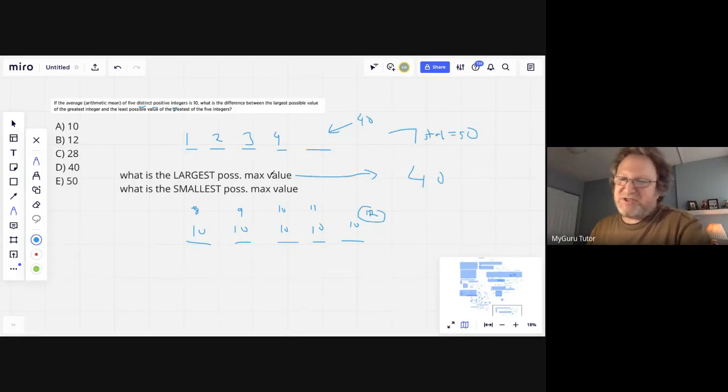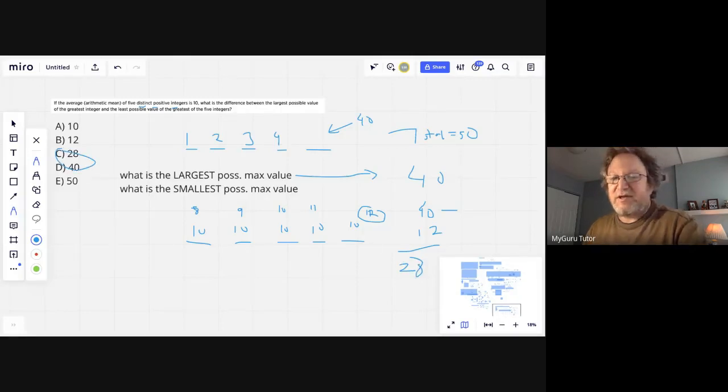So what they're asking us is, what's the difference between those two values? It would be 40 minus 12, which would equal 28. That help?